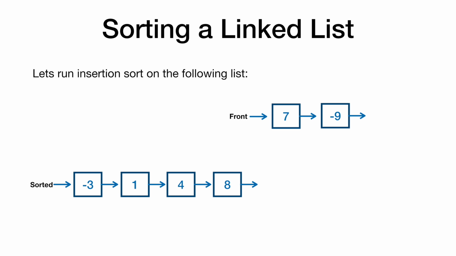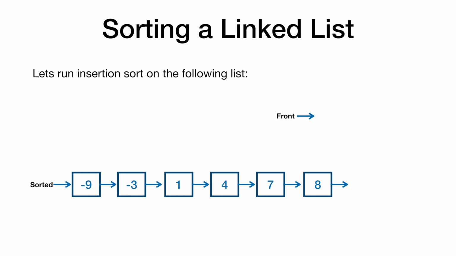7, then we know 7 needs to go here between 4 and 8. So we update the pointer there, add it back. And finally 9 goes at the very beginning. And what we're left with is now our front pointer, right? Our unsorted array, or our unsorted list, is empty. So now we have nothing left to sort. And you can see our sorted array now contains all of the elements that we started with in sorted order.